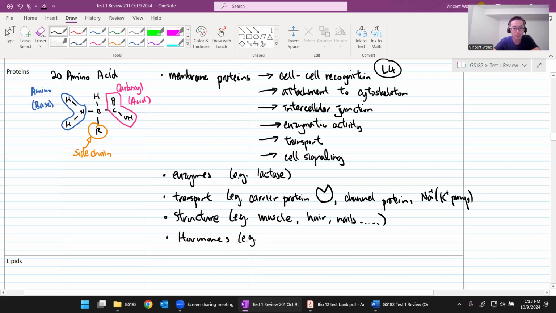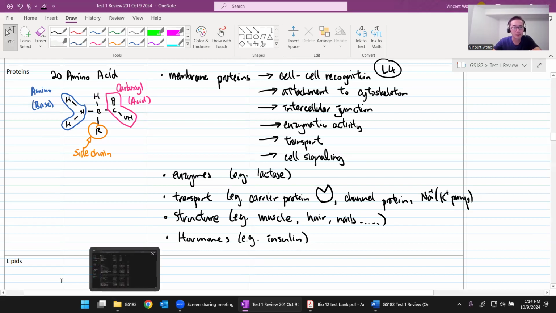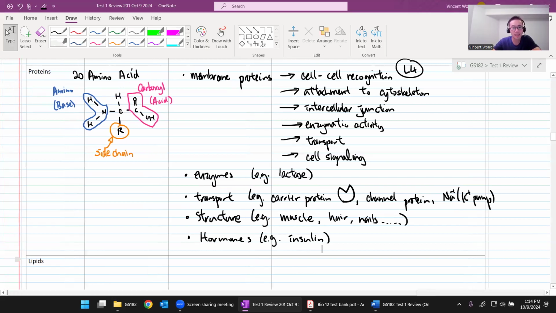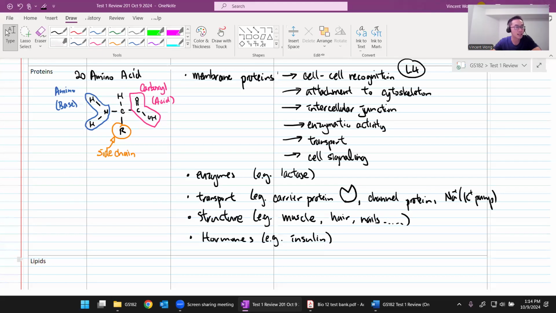And not all hormones are proteins. Some of them are actually steroids, as you might remember. But we talk about insulin. Okay. So these are the different kinds of protein functions and examples of them. Of course, you can burn them for fuels as well.